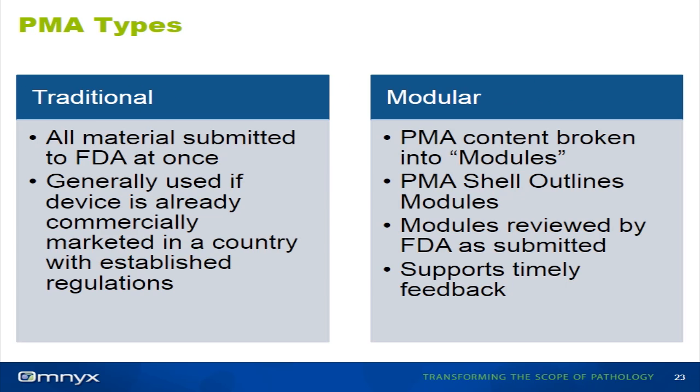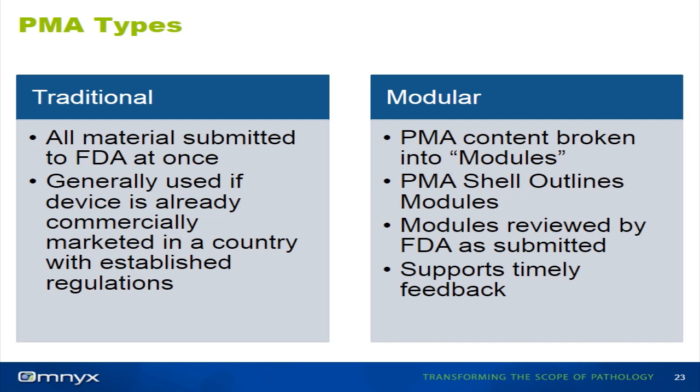Now, there are two commonly used types of PMAs. The first is the traditional PMA, where all material is submitted to FDA at once. This type of submission is generally used if the device is already commercially marketed in a country with established regulations. The second type, and the type Omnyx is pursuing, is the modular PMA. Now here the PMA content is broken down into modules. A PMA shell is first submitted to FDA prior to any module submissions, which outlines the plan for the submission. And the modules are reviewed by FDA as they are submitted.